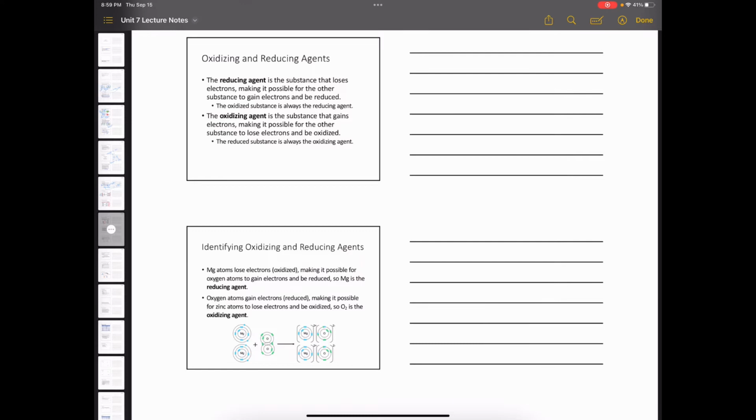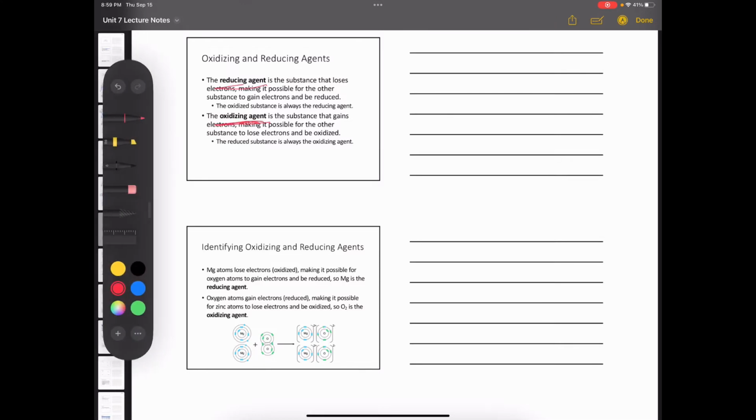Likewise with the reduced substance, because the reduced substance has resulted in oxidizing another substance. So we recognize that as the oxidizing agent. Okay? So these 2 new terms or terminologies, I'd like you to also keep them in mind: the reducing agent and the oxidizing agent. So the reduced substance is always the oxidizing agent.